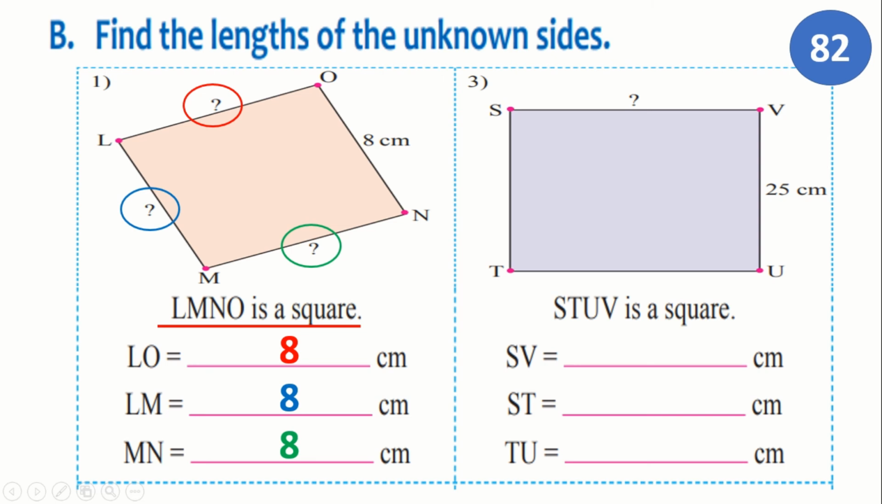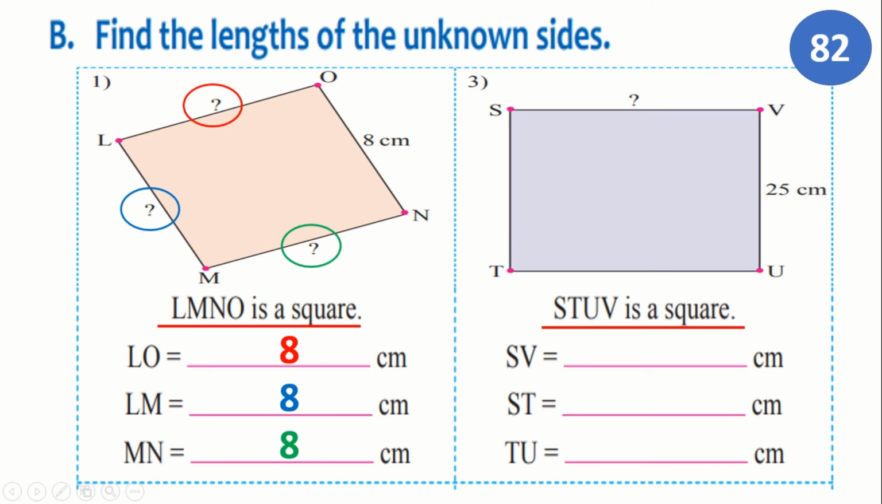Okay, next is the number 3. I do this now, number 1 and then number 3. Okay, the next is number 2 and number 4. Let's try to answer number 3. STUV is a square. Square, the same, okay? Here, STUV is a square. This is a square, students.